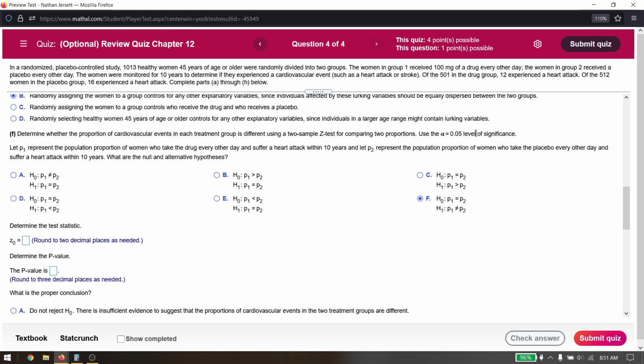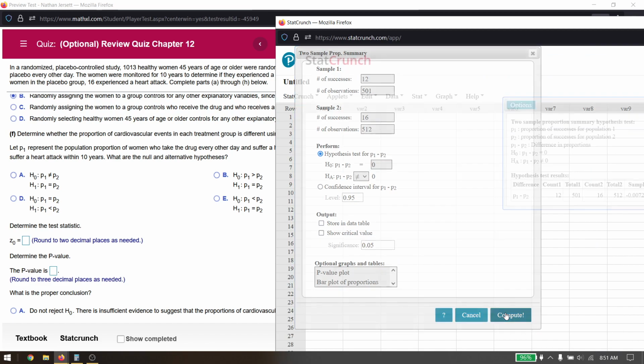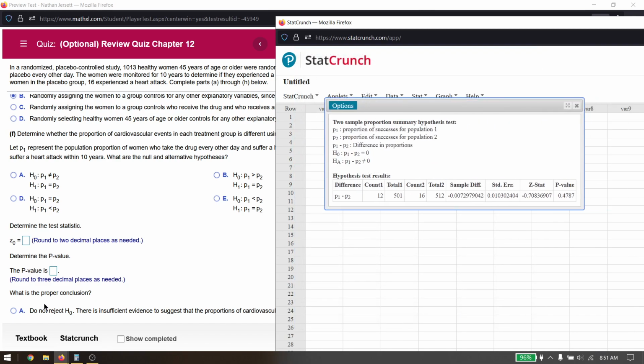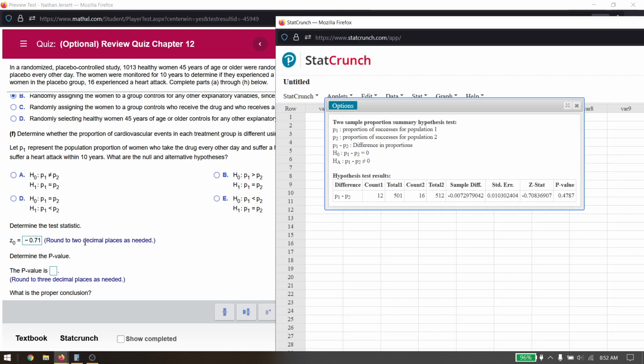And the level of significance is 0.05. So that doesn't actually matter for now. We can still do the hypothesis test. All right, test statistic is negative 0.71. Yep, and p-value is 0.479.